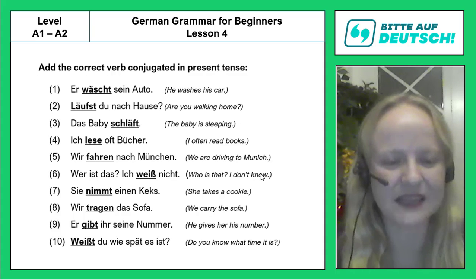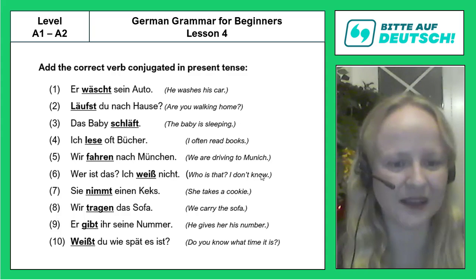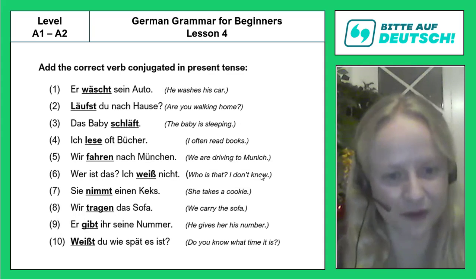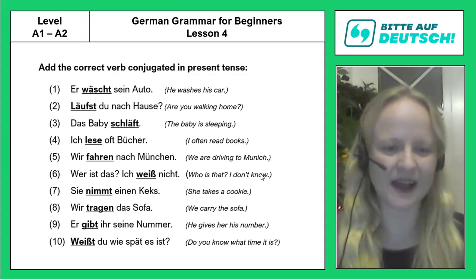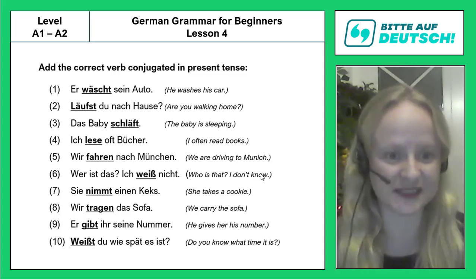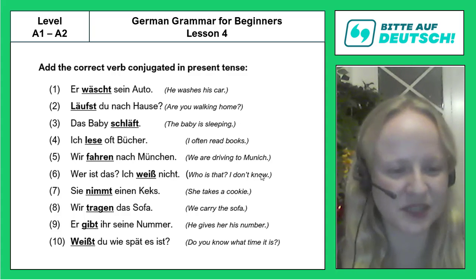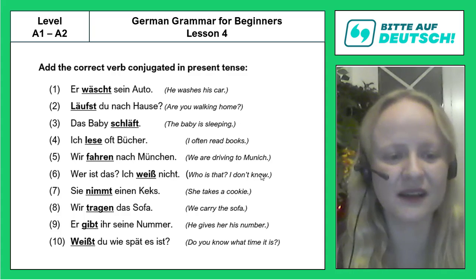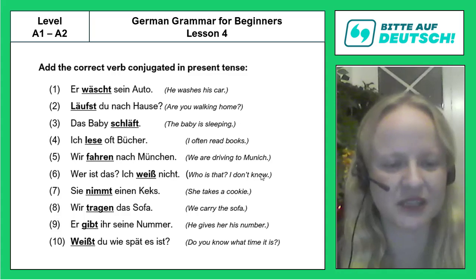Number 8. Wir tragen das Sofa. Okay, so tragen can mean carry, like in the case of furniture here, or to wear clothing. Ja? Ich trage ein Kleid. I wear a dress, for example. And because it's plural, there is no stem change. Wir is first person plural, so we do not need to change the verb stem.